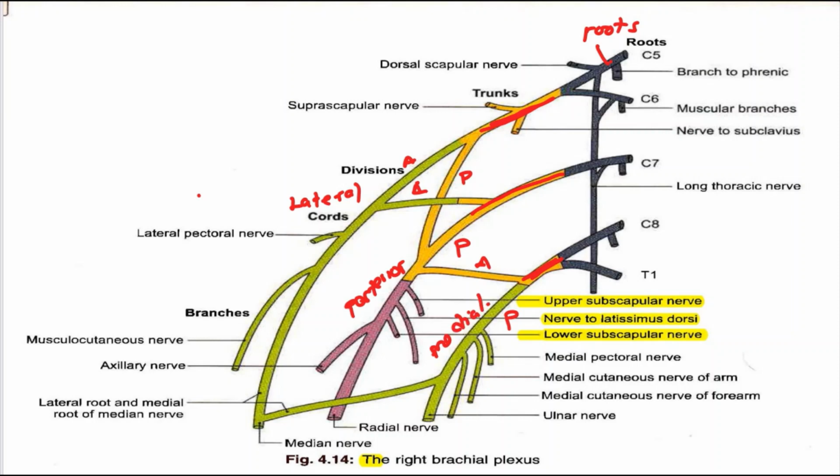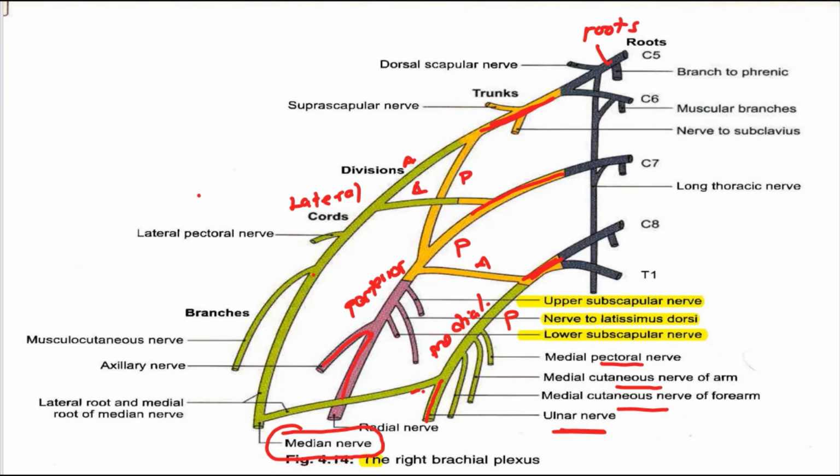The terminal branches of these chords are that the lateral chord will give the musculocutaneous nerve, and then it will give a branch which will fuse with another branch from the medial chord to form the median nerve. Form the median nerve here. And then the terminal branch of the medial chord will form the ulnar nerve. It will also give other nerves like the medial pectoral nerve, the medial cutaneous nerve of the arm, and the medial cutaneous nerve of the forearm. The posterior chord will give the axillary nerve, and it will give the radial nerve.